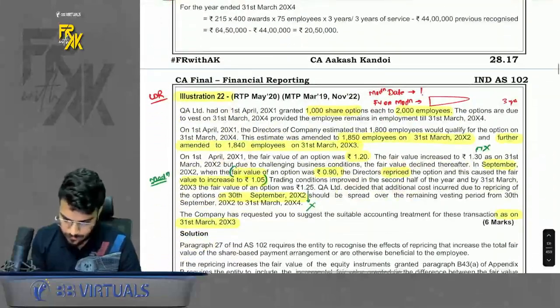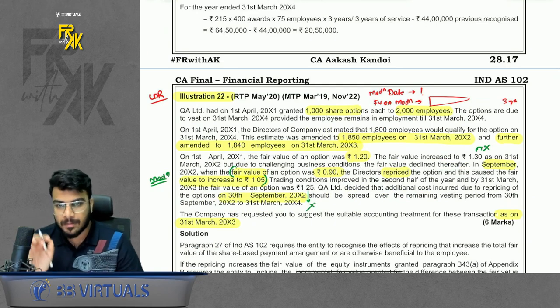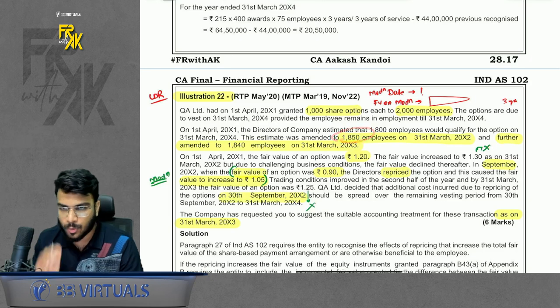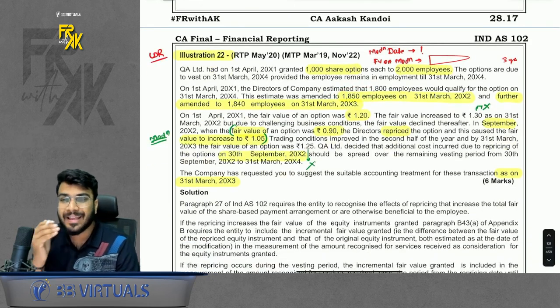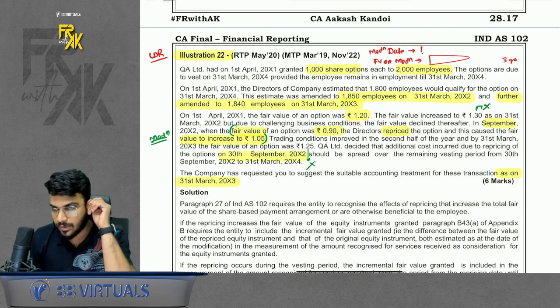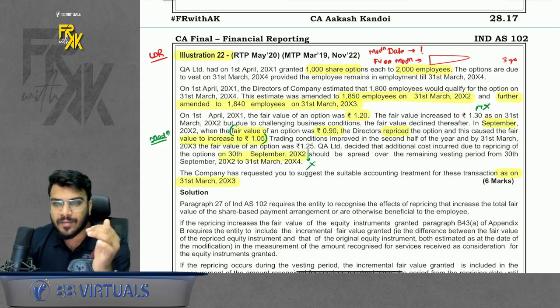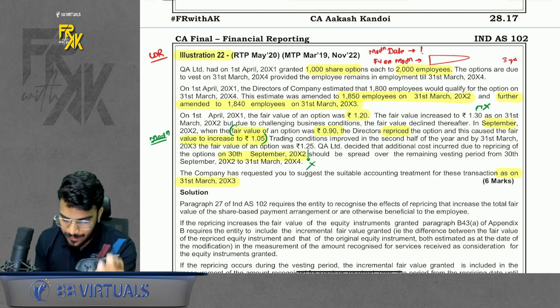Here, illustration number 22. Same thing. I have given the solution also. Just remember one point here. Employees are given options for 2 years, but here more irrelevant data is given. You have been given the grant date fair value. That is important for us. Then they have also given that fair value increased to 1.30. In equity settled, we are not concerned with the fair value increase. Only one line is relevant.